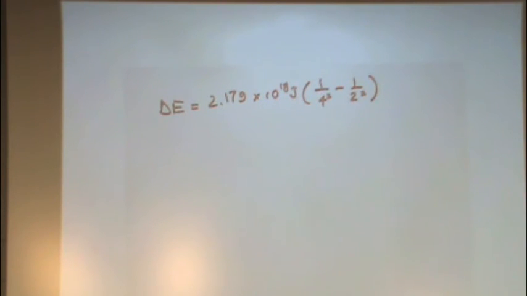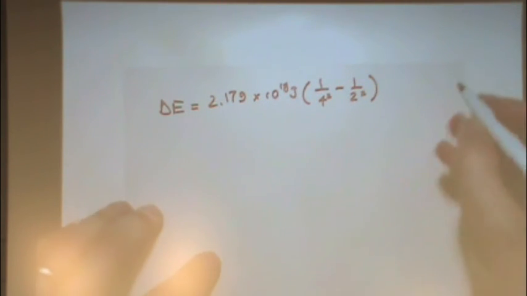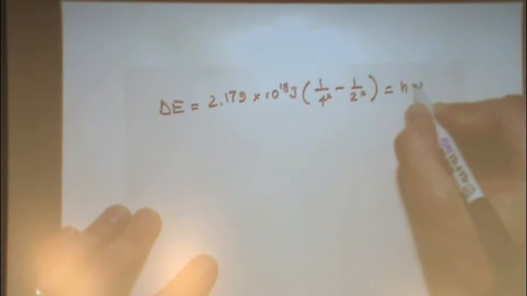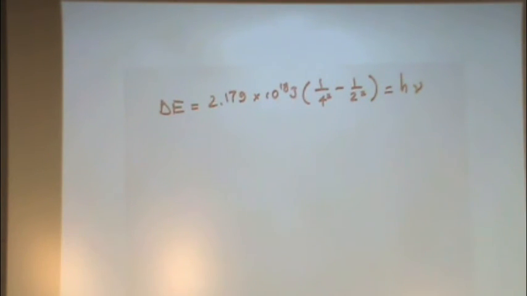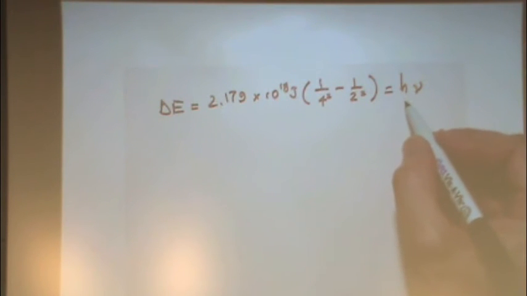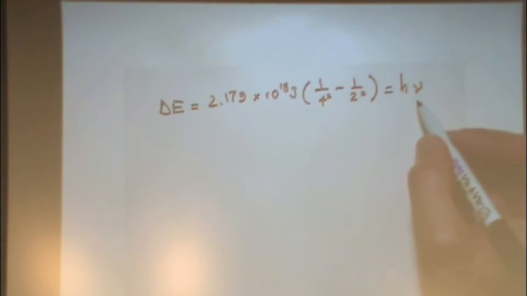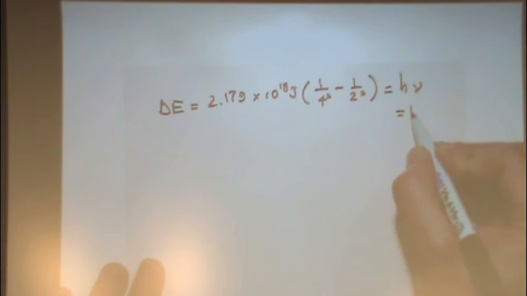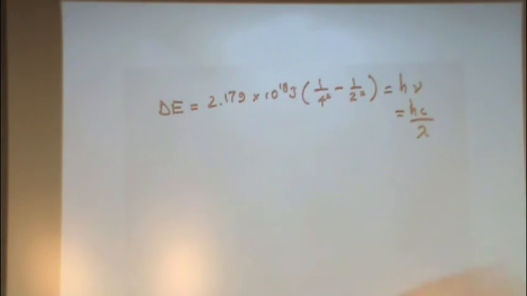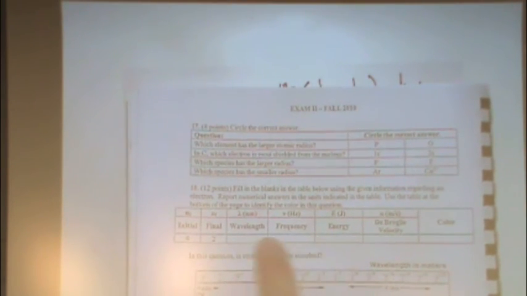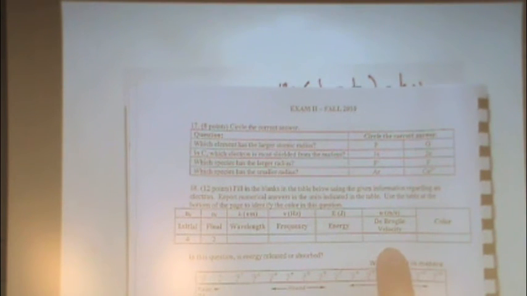Is that fine? Now, another easy thing to get here, this is equal to h nu. You see how they ask you for frequency? There's frequency, and h is a constant. Is that okay? So I can have you calculate that. And this is also equal to hc over lambda. h is a constant, c is a constant. Lambda would be the wavelength. So you see how we just knocked out those three right there? Okay, let's do this one now.